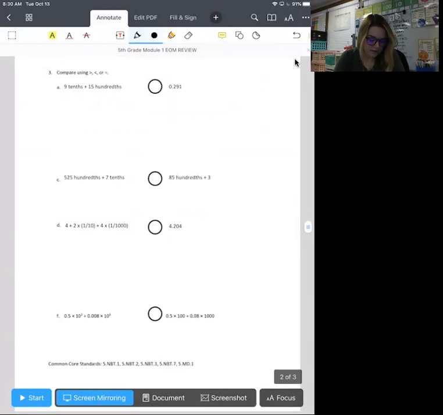Number 3, I did take out a couple of them, so that's why the letters skip around a little bit. So there's A, C, D, and F, and you are comparing greater than, less than, or equal to. Make sure that if it helps you to write the number out in standard form, if it's not already written in standard form, to do that. So for example, for D, to write this out in standard form, if that's helpful, or even for A and C.